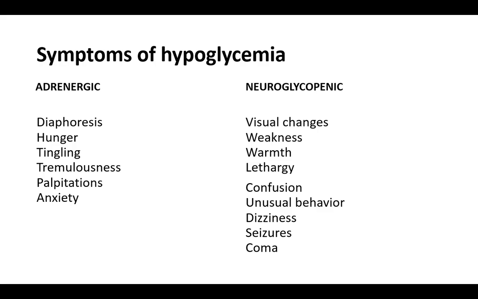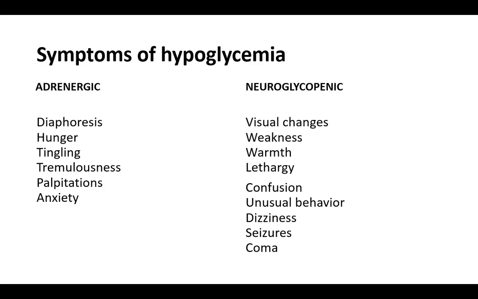Symptoms of hypoglycemia. I divided them into 2 groups because this makes sense. The symptoms of hypoglycemia are not because of the low sugar itself. The low sugar is making you stressed, because your body thinks that you are in danger, you're going to die. So you have your adrenergic symptoms: diaphoresis, hunger, tingling, tremulousness, palpitations, anxiety. All these signs could appear when you take an exam, when your heart is beating, or you're getting good news or bad news. The person with hypoglycemia will have a combination of those symptoms.